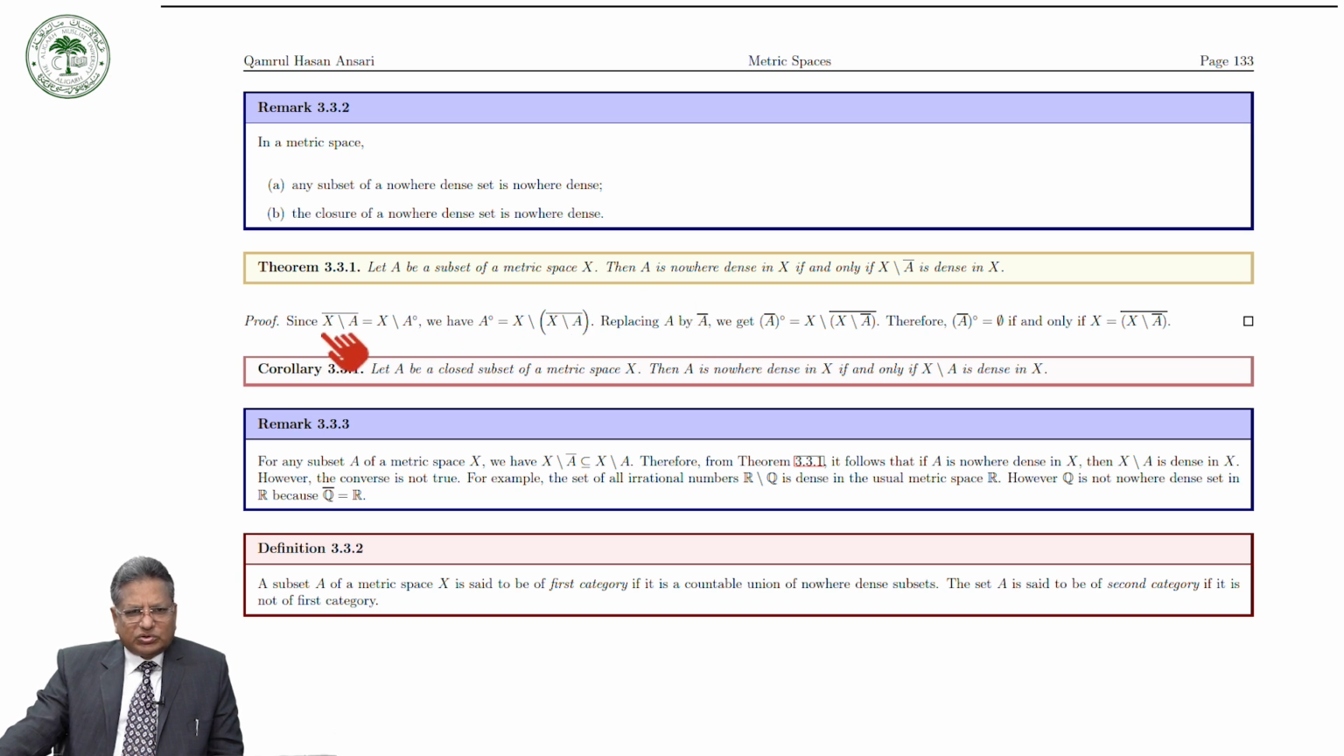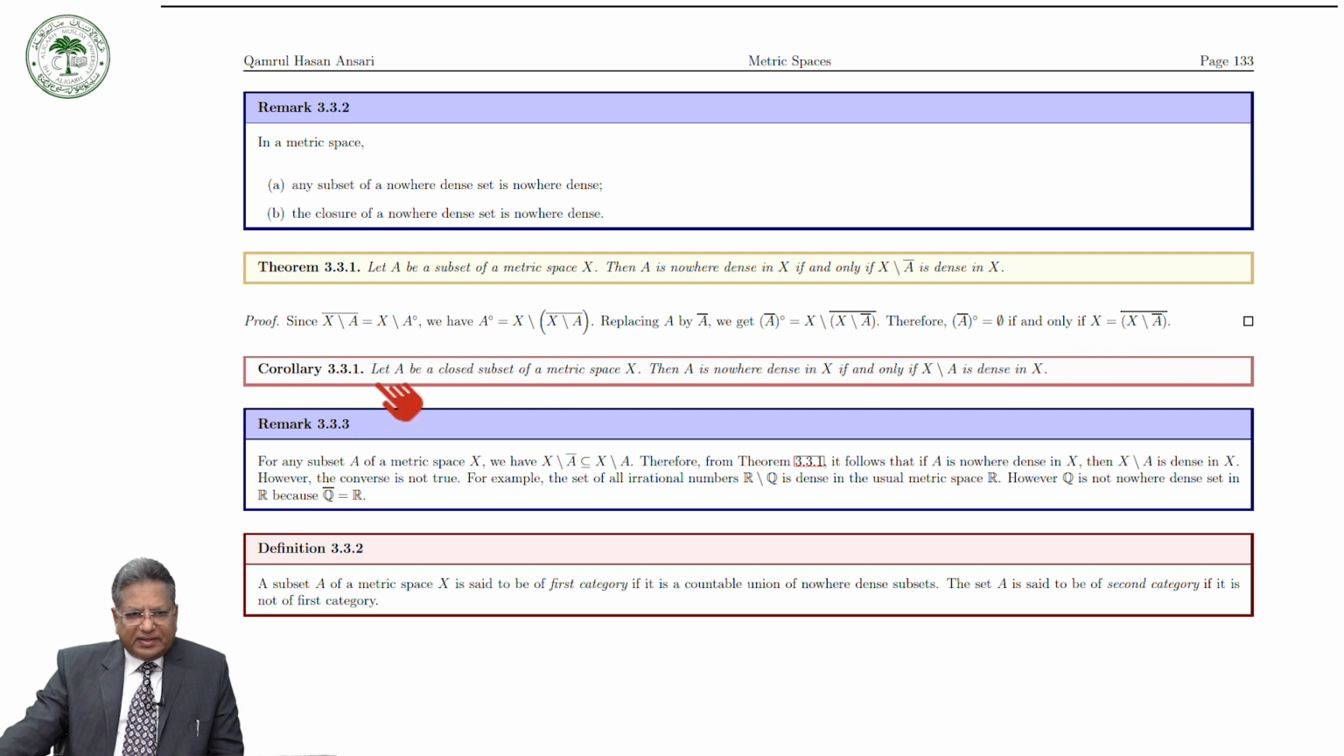Since the closure of the complement of A is equal to the complement of the interior of A, we have the interior of A is equal to the complement of the closure of the complement of A. Replacing A by the closure of A, we get the interior of the closure of A is equal to the complement of the closure of the complement of the closure of A, and therefore the interior of the closure of A is equal to empty if and only if X is equal to the closure of X minus the closure of A. So, we get the result.